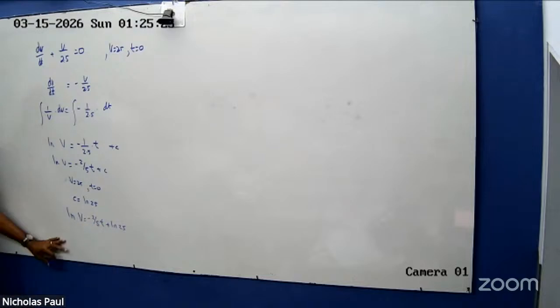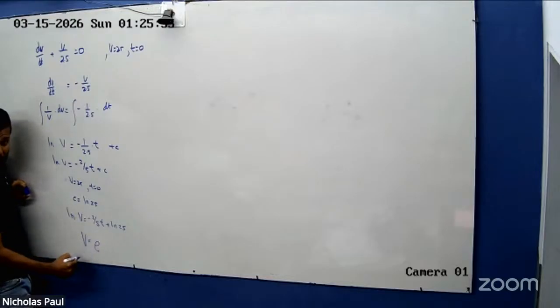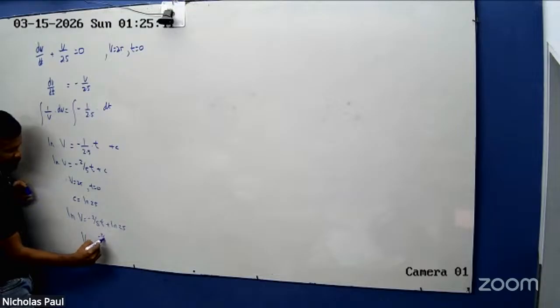Right? But you want to make V the subject, right? So what do you do with the ln? Move it across. When you move ln across, what you'll get? e. Right? When you move ln across, you'll get e. So you'll get e to the minus 2/5 t plus ln 25. Everybody get how to simplify this?